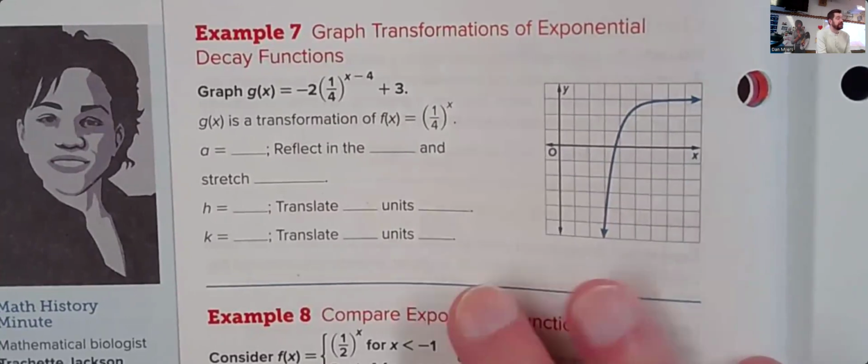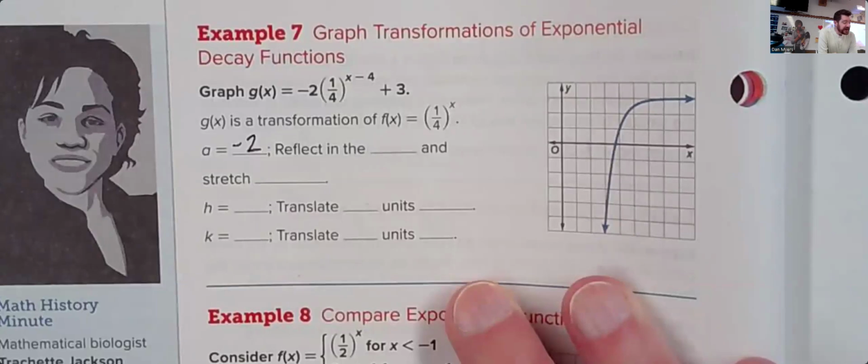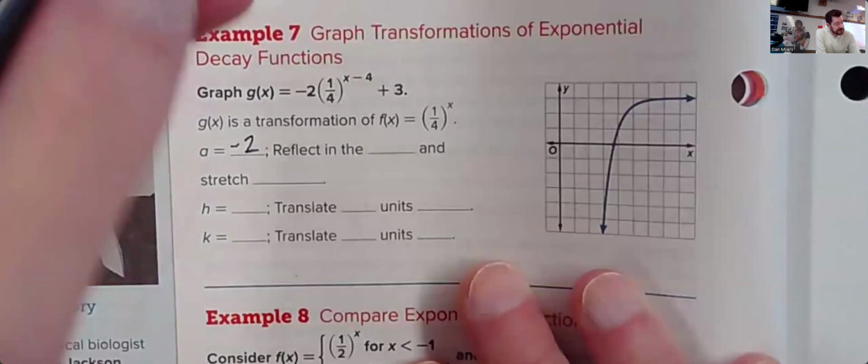What is it? Negative 2, yeah. A is negative 2. Because it's a negative, it reflects in which axis? The x.